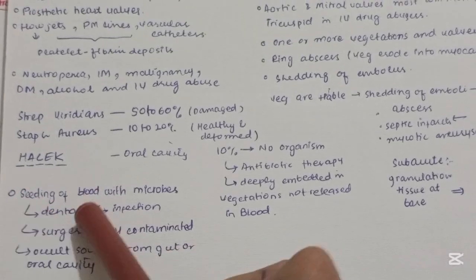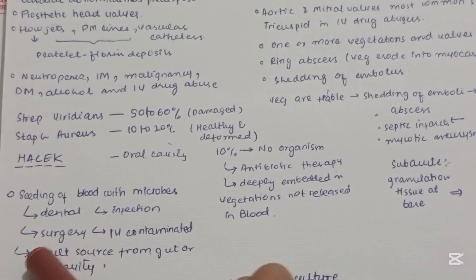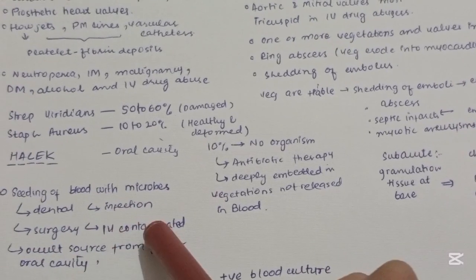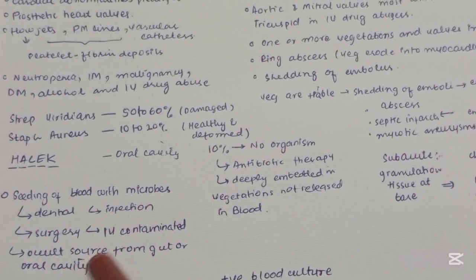Next is seeding of blood with microbes, that can occur during dental procedures, infection, surgery, IV contamination, and an occult source from the gut or oral cavity.